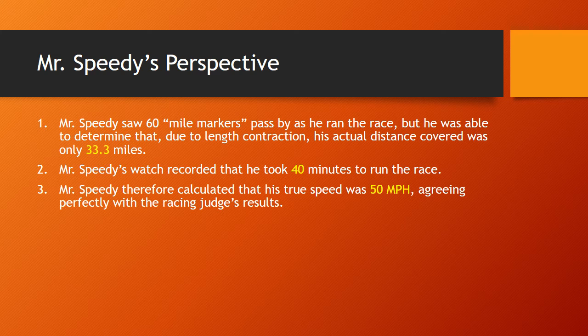Now that has to do with implication number 3, or length contraction. Mr. Speedy placed too much trust in the track mile markers. Since he was moving, the distance between mile markers was no longer 1 mile from his perspective. That distance had shrunk down to 0.55 miles. If he had pulled out his handy-dandy mile-long measuring stick during the race, he would have found that it would reach from, say, mile marker 20 almost all the way to mile marker 22. The entire race course was not 60 miles, but actually 33.3 miles from his perspective. And from his perspective, his true speed was not 90 miles an hour, but 50 miles an hour, exactly what the racing judge had ruled.